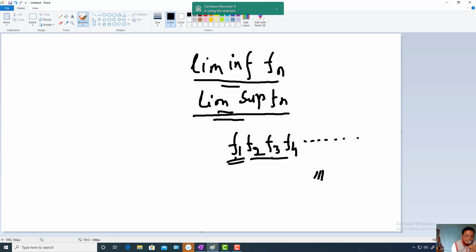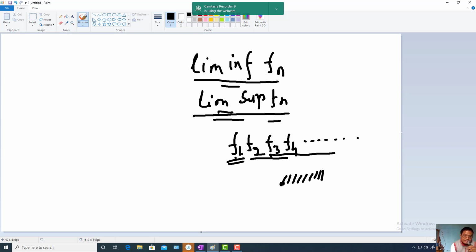So you keep on doing like this. At the third step, you take out f2 also. Then from f3, you take f3 of 1, f4 of 1, like this, and you find the greatest one, the supremum, starting from here. That will be still smaller than the earlier two supremums, no? So you keep on doing like this. Then ultimately, as n tends to infinity, it will stop somewhere here. That is the smallest supremum. That smallest supremum, we call it the limit supremum. All right, limit supremum.